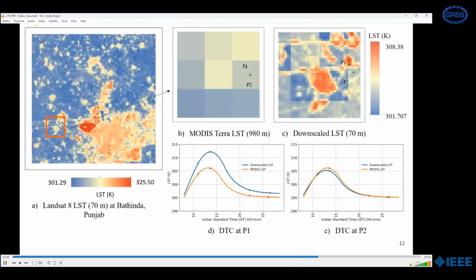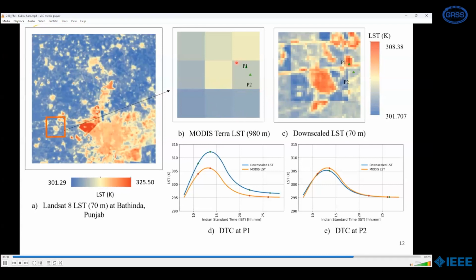This image here helps to understand the significance of high resolution imagery. Figure A represents the Landsat 8 LST image at 70 meter. B and C are a zoomed in version of a small region represented by this red square here. B is the MODIS Terra LST image at 980 meter and C is the downscaled LST at the same time at 70 meter. From figure B, we can identify that all the hot pockets in the downscaled images are being averaged out in the MODIS LST.